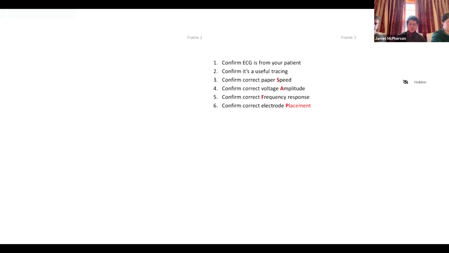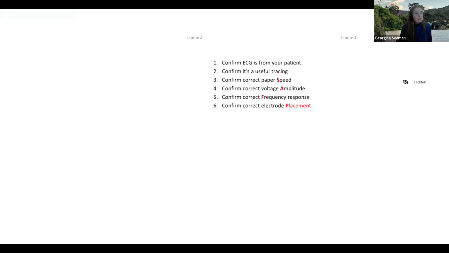Like if one of your leads is upside down, maybe? Absolutely. Any suspicious ones? AVR, absolutely. Yeah, correct. So if AVR is positive, that's a very quick sign for us, because remember AVR is sitting on that right side and we're expecting the voltage to be going away, not towards. So if AVR is negative and lead 1 is positive, then that's a good sign.